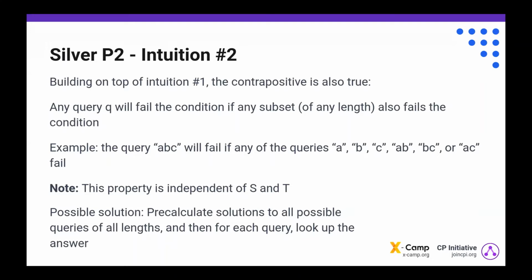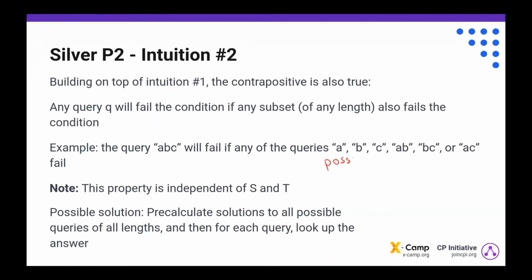Pre-calculate solutions to all possible queries of all lengths, right? And then for each query, look up the answer, okay? So what this means is, before we look at any of the input queries, we can already generate all possible queries, right? So all possible queries is how much? Basically, 2 to the power of 18, right? Which is around 2.6 times 10 to the 6.